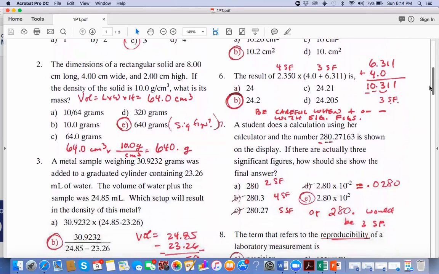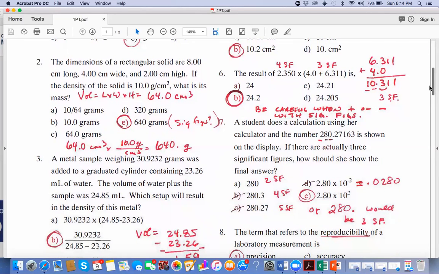The result of 2.350 times 4.0 plus 6.311 is 24.2. We have to be careful when we're adding or subtracting with significant figures. So we have to only take into account the values that we have. We have 4 significant figures and we have 3 significant figures. So we have to go with the smallest amount, which is 3 significant figures.